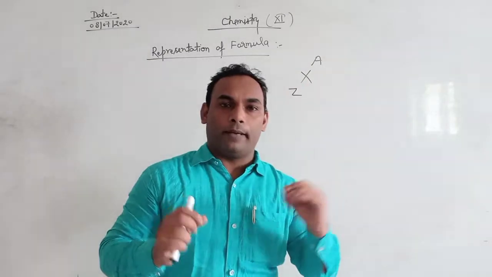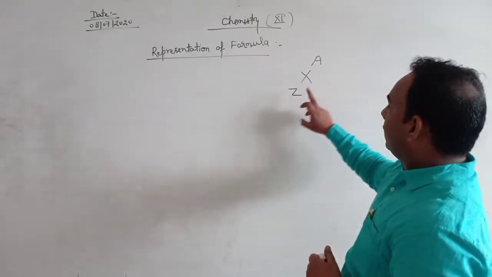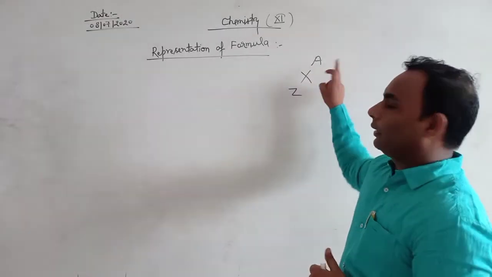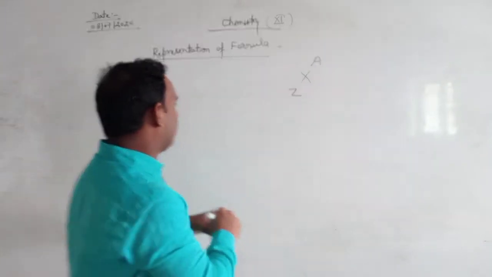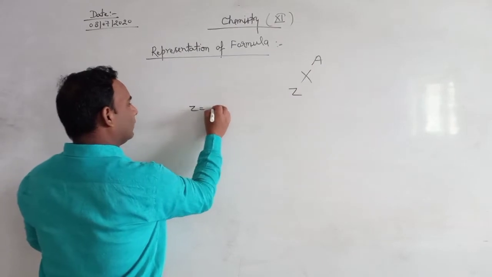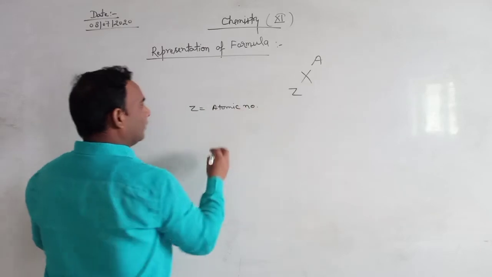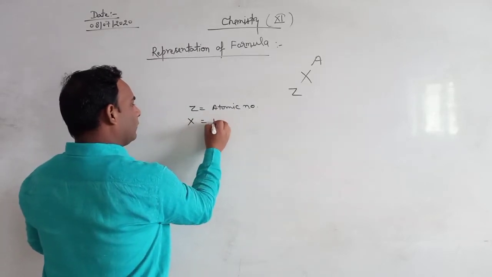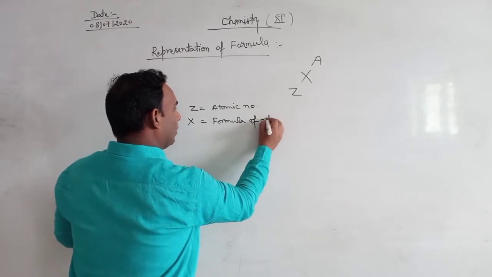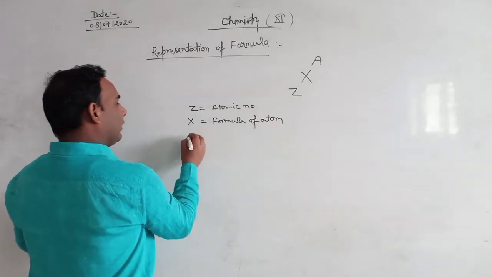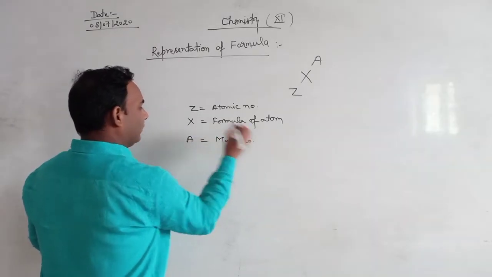Any atom is represented by this symbol, ZXA. In this representation, Z equals the atomic number, X equals the symbol of the atom, and A equals the mass number.